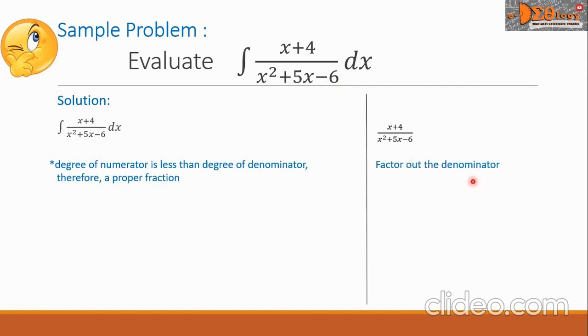Then, let us factor out the denominator. Factors will be x plus 6 times x minus 1. Analyzing the factors, we can see that these are non-repeated linear factors. Let us resolve this into partial fractions. We have now A over the first factor, x plus 6, plus B over the second factor, x minus 1.